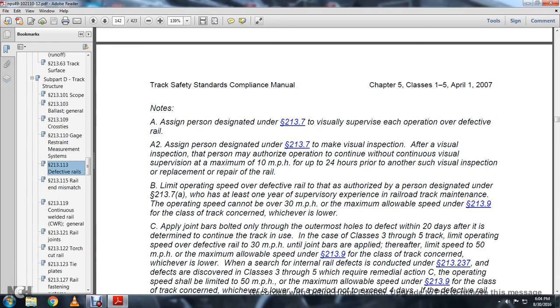A. A person designated under 213.7 shall visually supervise each operation over the defective rail. A2. Assign a person designated under 213.7 to make a visual inspection. After the visual inspection, that person may authorize operation to continue without continuous visual supervision at a maximum of 10 miles an hour for 24 hours prior to another such visual inspection, or until the rail is repaired or replaced. The limiting of speed over the defective rail is authorized by a person designated under 213.7a who has at least 1 year of supervisory experience in railroad track maintenance. The operating speed cannot be over 30 miles an hour or the maximum allowable speed under 213.9 for the class of track concerned, whichever is lower.